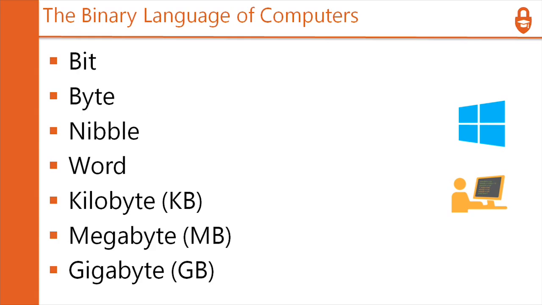So the binary language of computers, we have a bit, which is one single digit, or a switch in a computer, on or off, electrically switched on or off, and that's performed with a transistor. And then we have a byte, which is 8 bits. 8 bits creates a byte. And then we have a nibble, which is half of a byte. 4 bits is a nibble. And then we have a word, a kilobyte, a megabyte, and a gigabyte, and these are just multiple bytes put together.